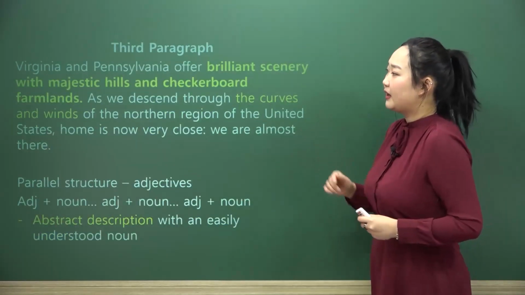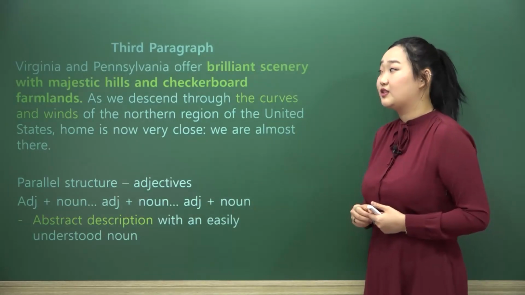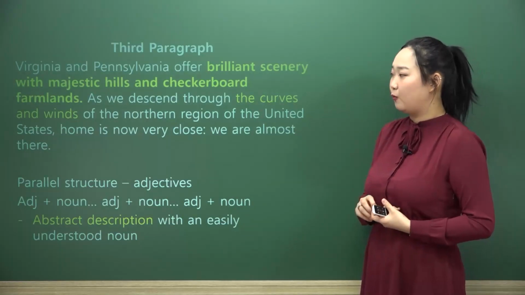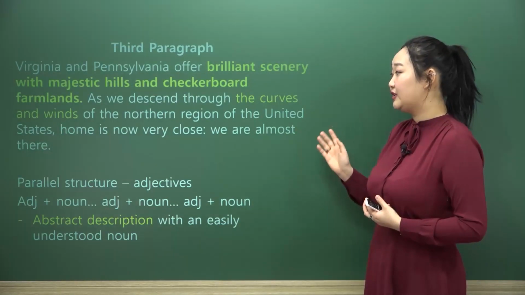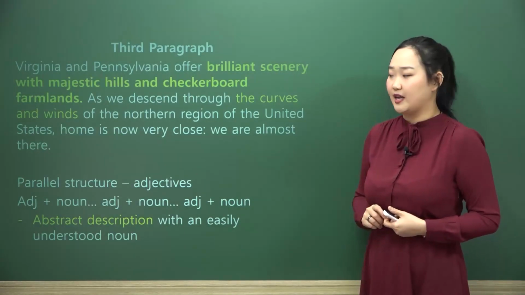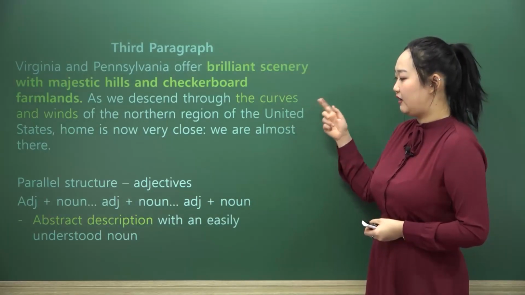Third paragraph. "Virginia and Pennsylvania offer brilliant scenery with majestic hills and checkerboard farmlands. As we descend through the curves and winds of the northern region of the United States, home is now very close. We are almost there." Parallel structure, adjective. So adjective, noun, adjective, noun, adjective, noun.